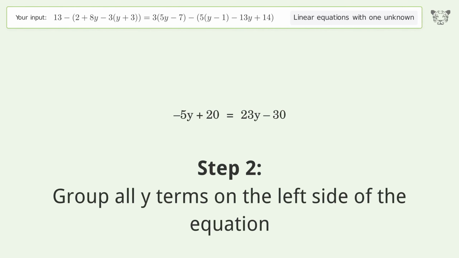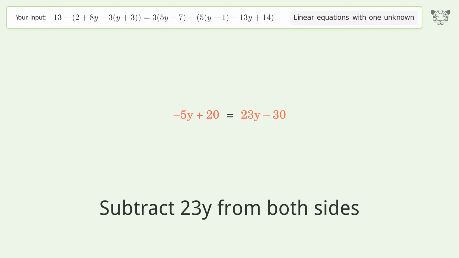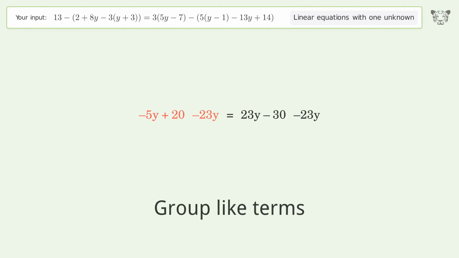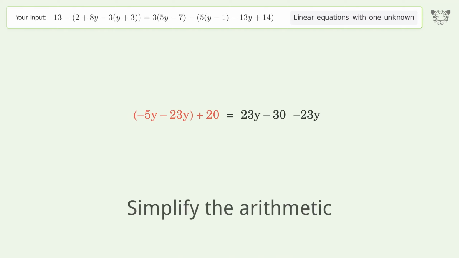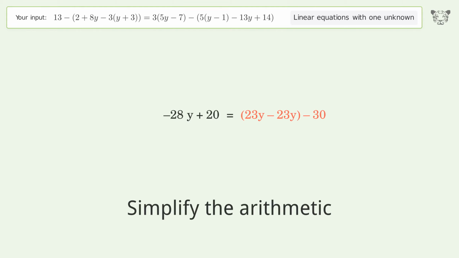Group all y terms on the left side of the equation. Subtract 23y from both sides. Group like terms. Simplify the arithmetic. Group like terms. Simplify the arithmetic.